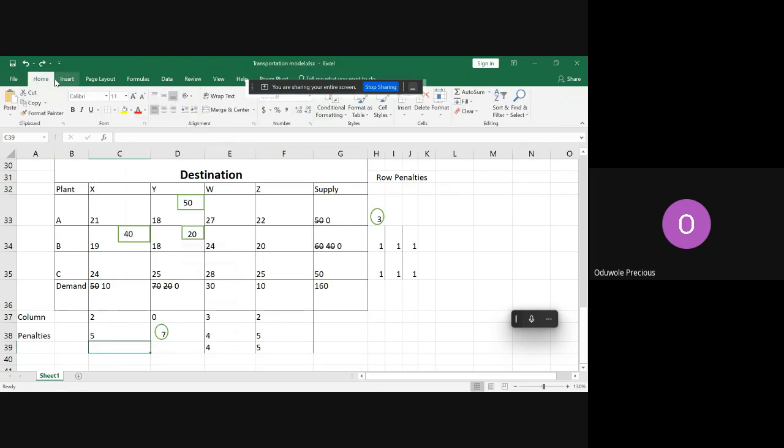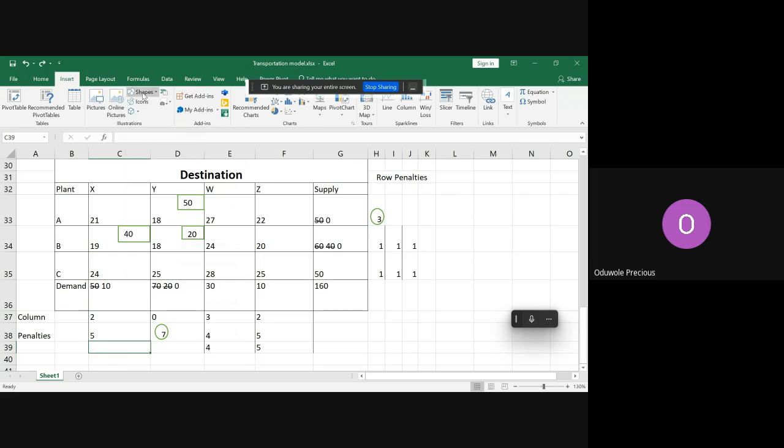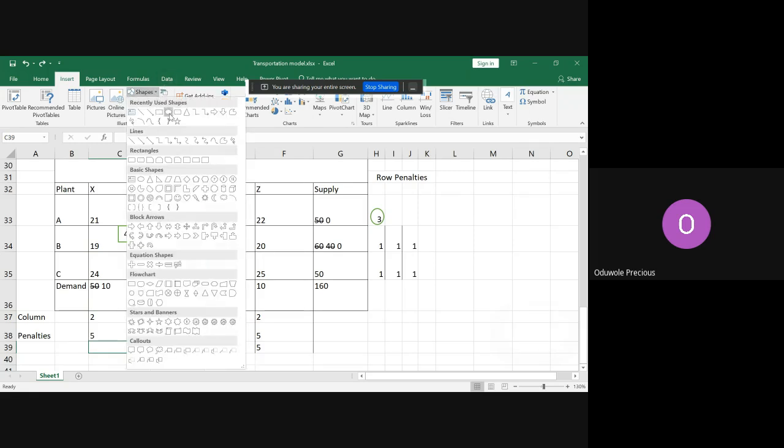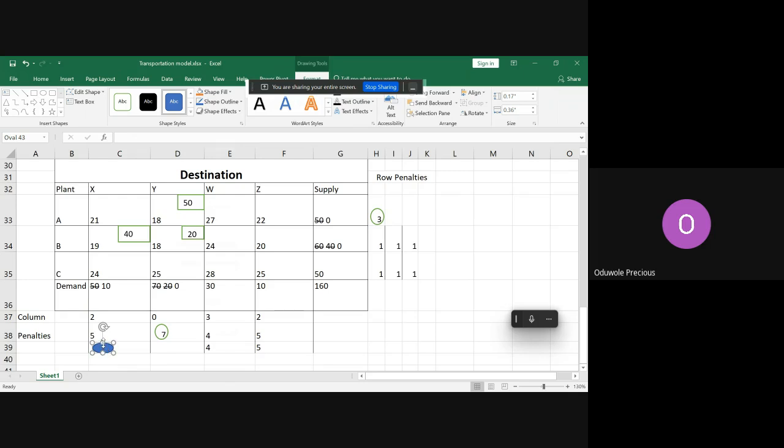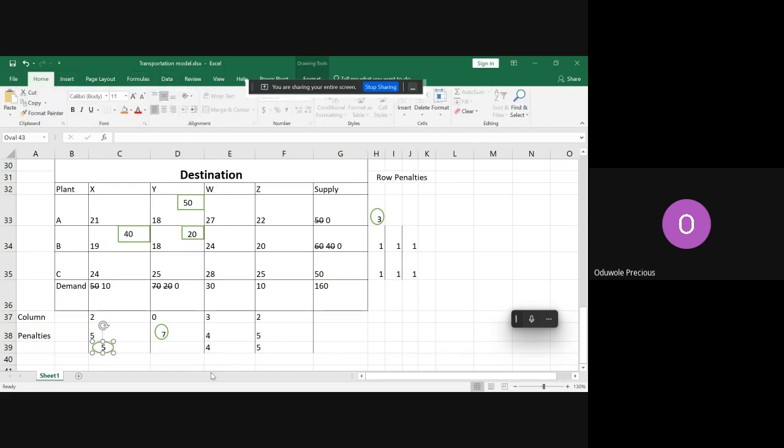Let me redo it. So this will be 5. So that's where we got the 5.